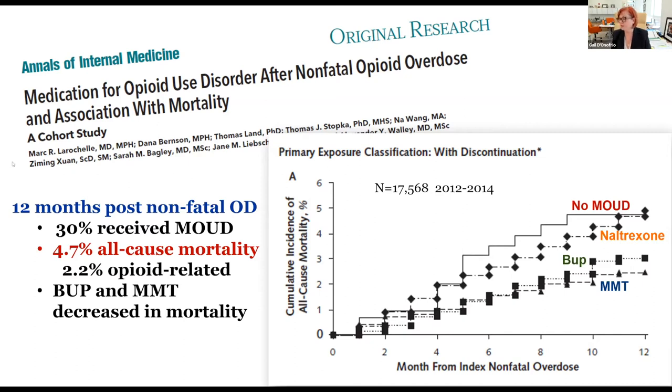There is nothing else that causes that, not even approaching what would happen with someone who comes in with an acute STEMI. There is nothing else that causes a one-year mortality rate of 5%. We also found that only 30% of them ever received medications once they left the ED, or in that 12 months, not just from EDs, but from anywhere in the healthcare system. And so if they received nothing, they had a 5% rate. If they received opiate agonists, which are buprenorphine or methadone maintenance treatment, it was almost a 60% reduction in overall deaths. There was no reduction with naltrexone.